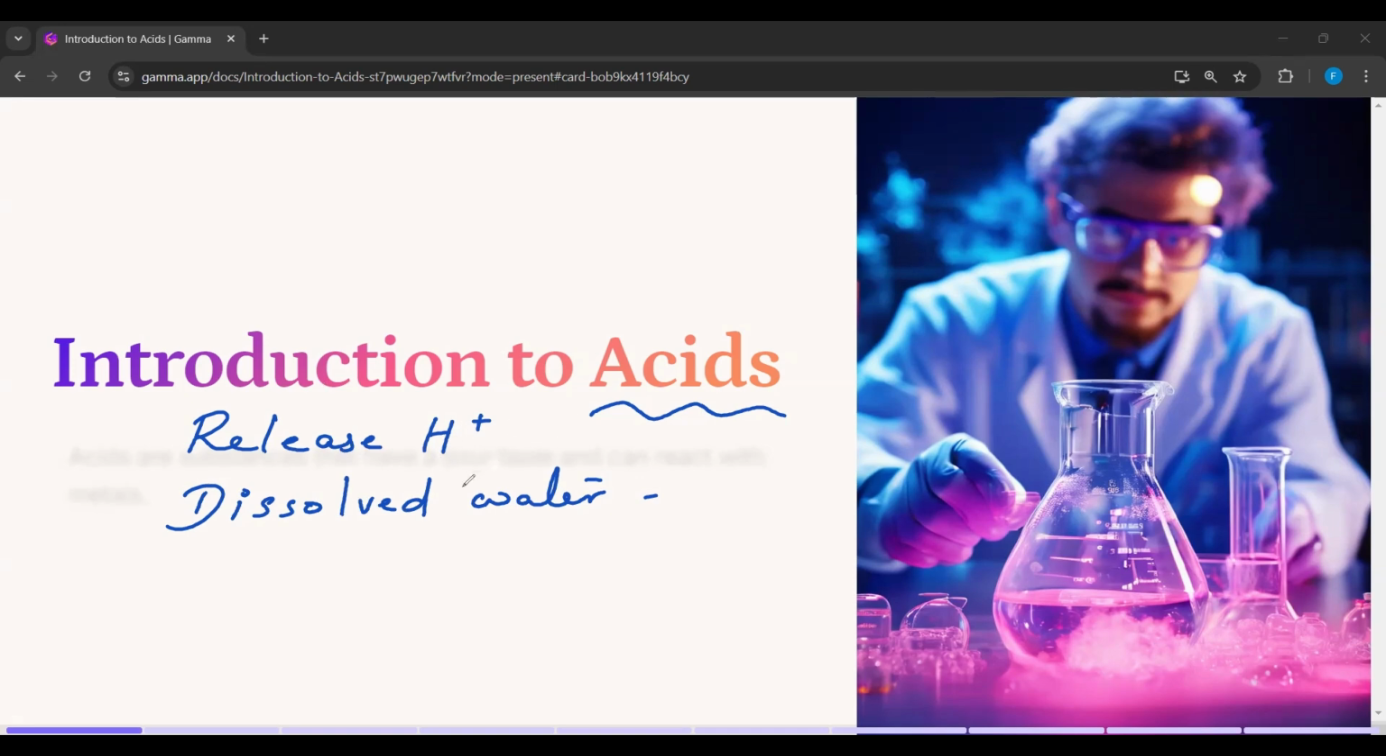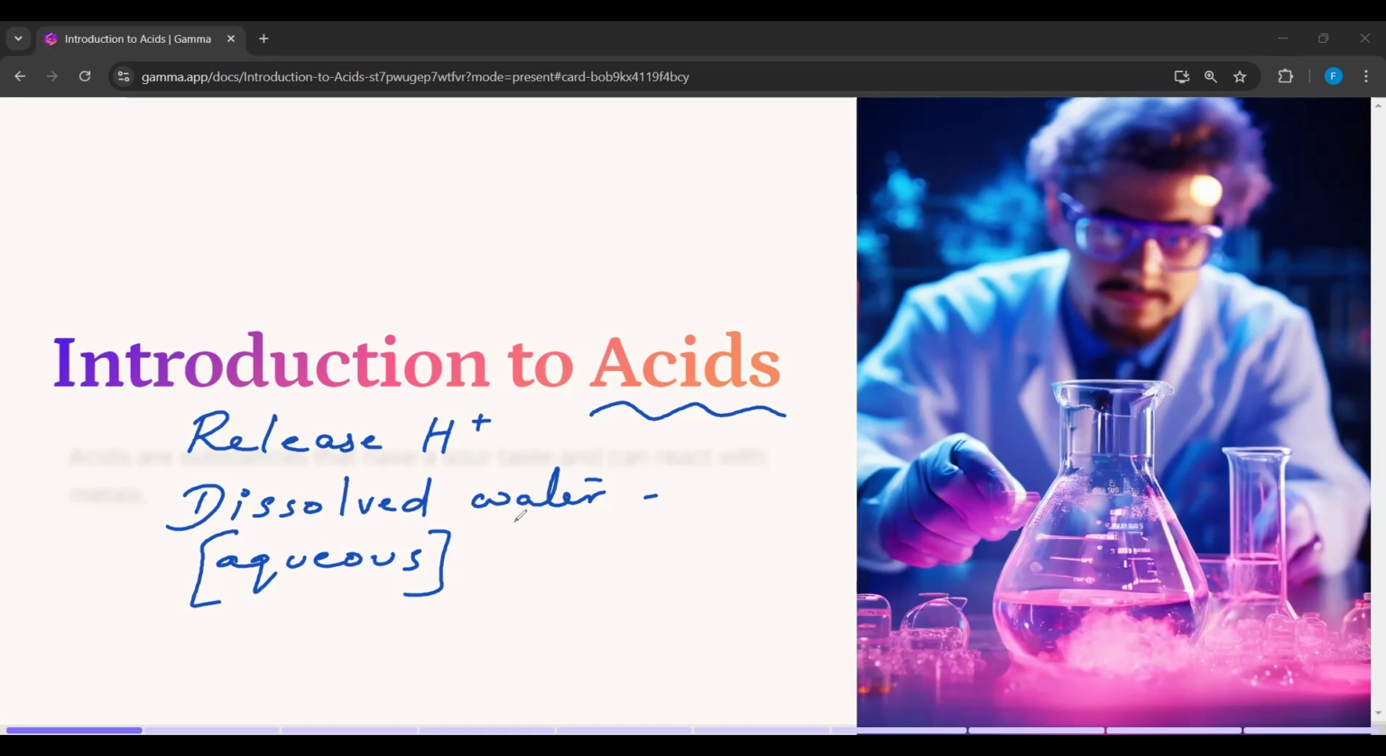It's essential to understand the difference between aqueous and liquid. Many of my students get confused with these terms. So remember, aqueous is something that is dissolved in water. Liquids are the pure form, the state of matter.